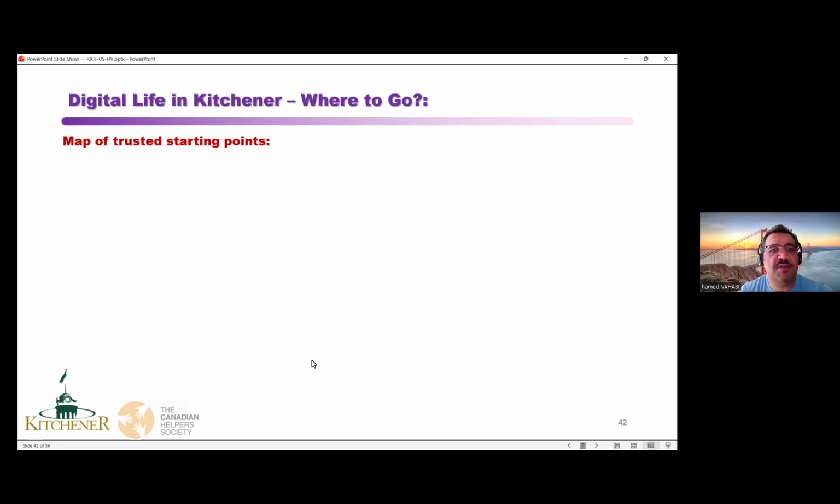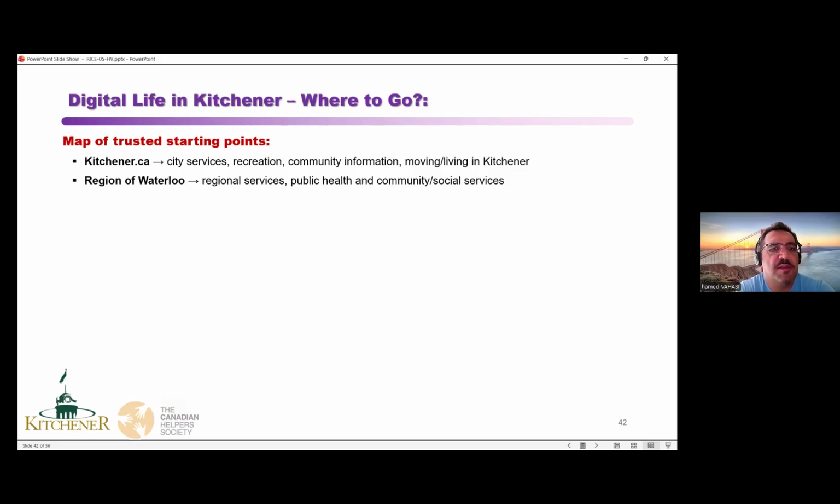Okay, the first thing I want to share is a map of trusted starting points, meaning we have a few good, very helpful websites. The first one is for those living in Kitchener. The website is kitchener.ca, which provides information about city services, recreation, community information, moving or living in Kitchener, and so on. By the way, in our last year's seminars, we tried to cover most of this website. So, if you are not familiar at all, you can find the videos of our prior seminars as well.